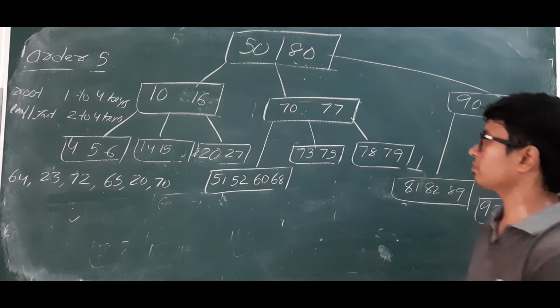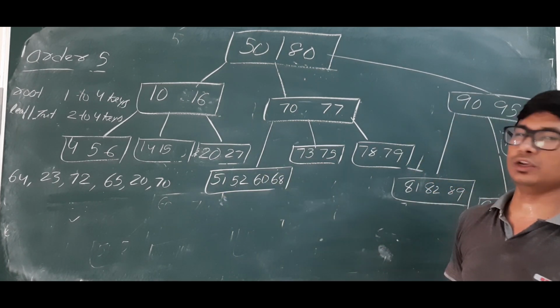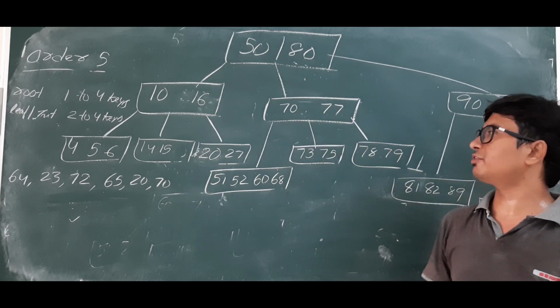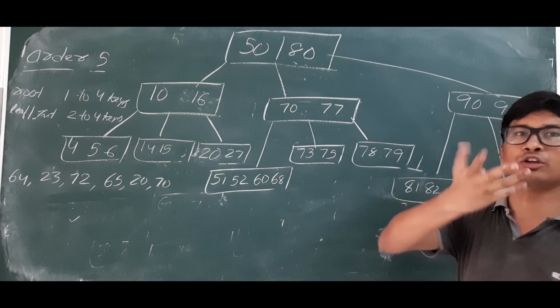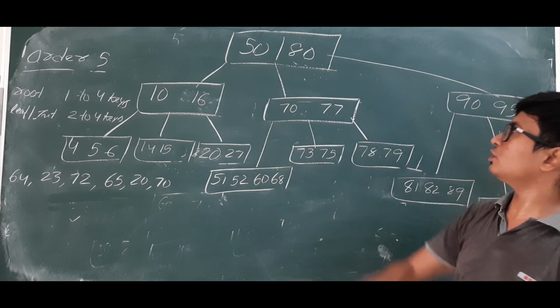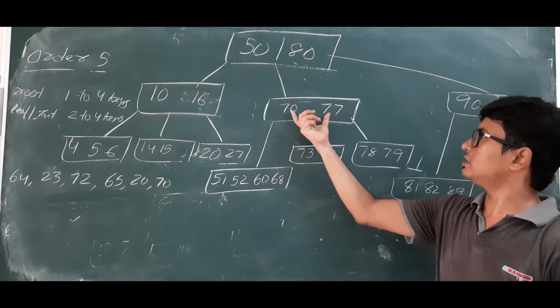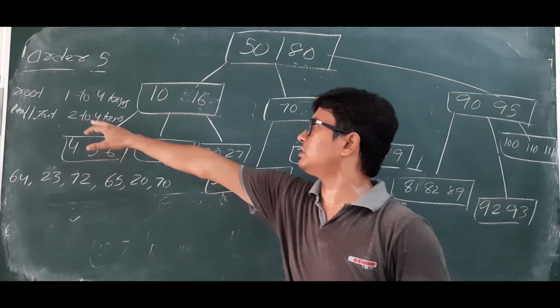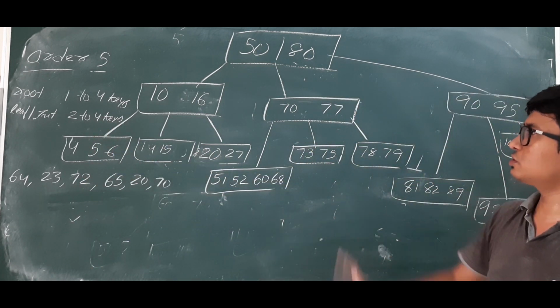And one more thing. After you are merging this one, you have to check whether this parent node has the minimum number of keys or not. Usually a lot of people will forget that. But after merging, the parent node should have the minimum. In this case, it has two elements, 70 and 77. The minimum number of keys is 2, so it is okay.